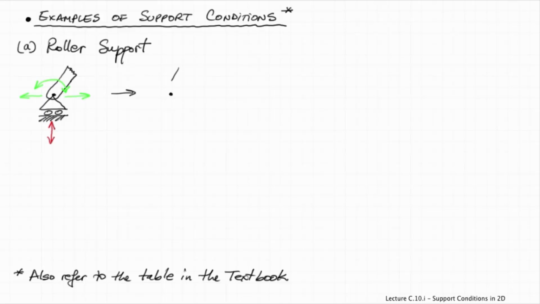So when we draw the free body diagram of the part of the body that is shown here, we have to replace the degree of freedom which is not allowed, the vertical translation, with an unknown force, which is the one in blue. In this case, a reaction force that is vertical.